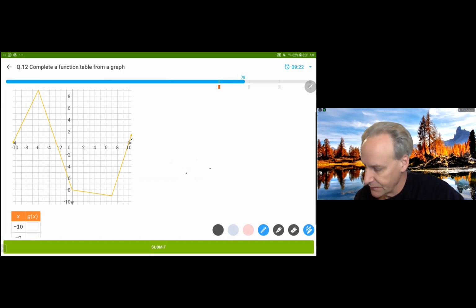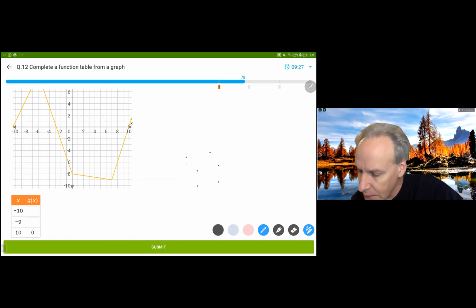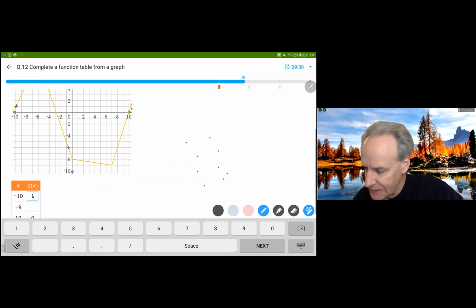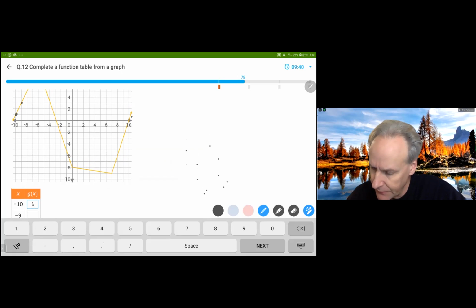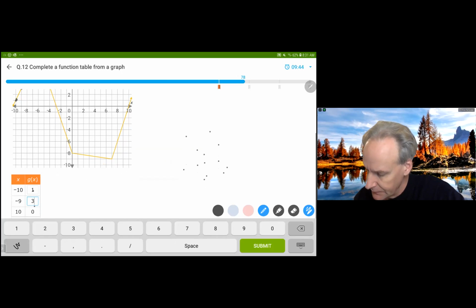Lots of combinations going on here. We've got negative 10, 1. Be careful, it looks like it's going to 0 over there, but it's actually at 1. At negative 10, it's right there if you need to see it. At negative 9, it's already at 3. Just a little bit of 2 in between there. Looks like that's it.